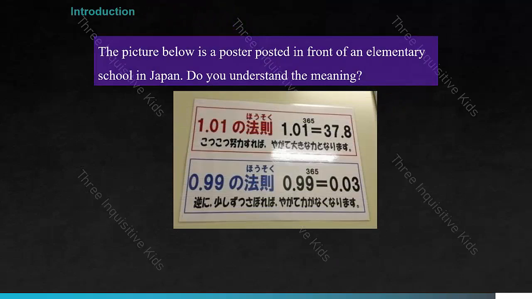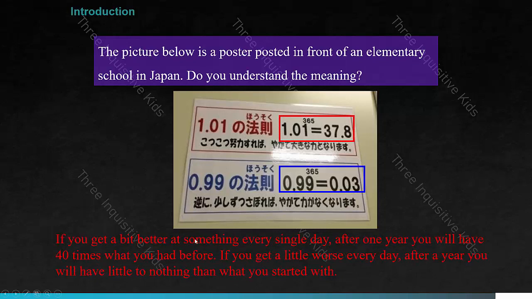Introduction. The picture below is a poster posted in front of an elementary school in Japan. Do you understand its meaning? It seems like if you get a bit better at something every single day, you can see it's 1.01. And you keep multiplying that to what you already have. After 1 year, which is 365 days, you will be left with 37.8 times what you had before. So that's about 40 times.